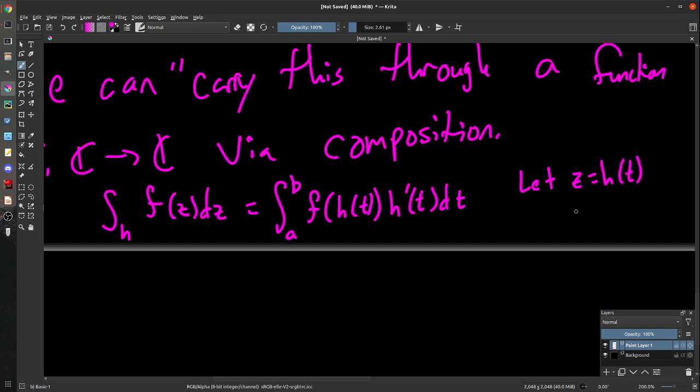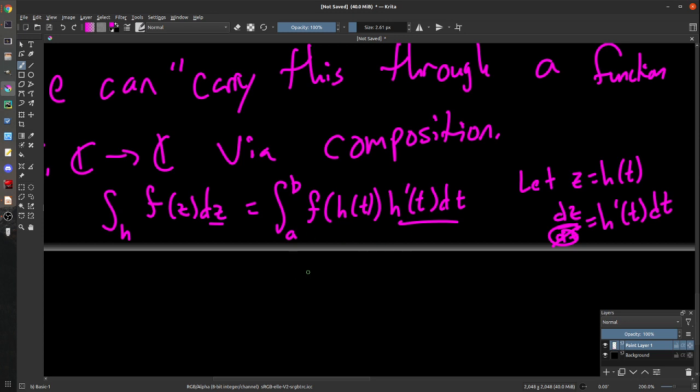The whole idea is that we'll let z equal h of t. Then dz/dt equals h prime of t, and so dz equals h prime of t dt, right? This little chunk is the dz. Just bring this little piece over, dt. See what I'm saying? So we're just doing a regular old change of variable. So we could do something like this.